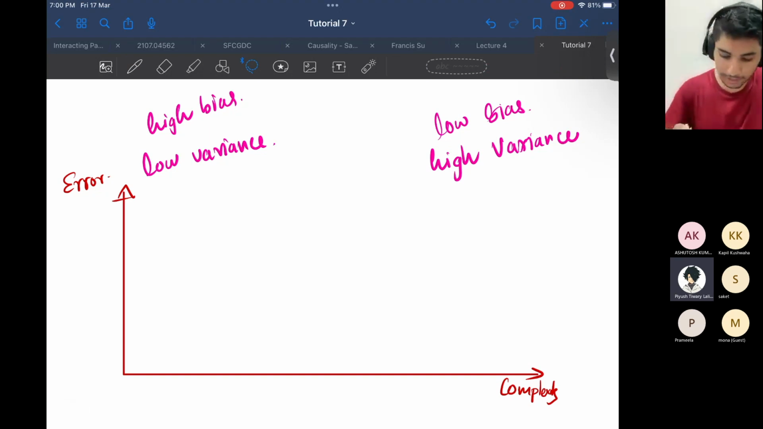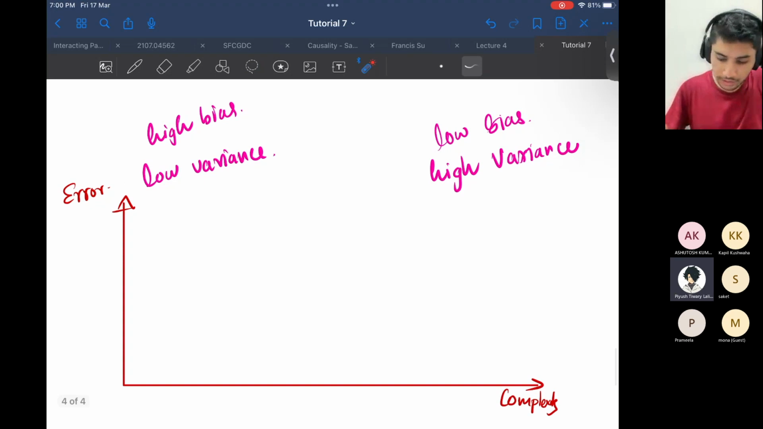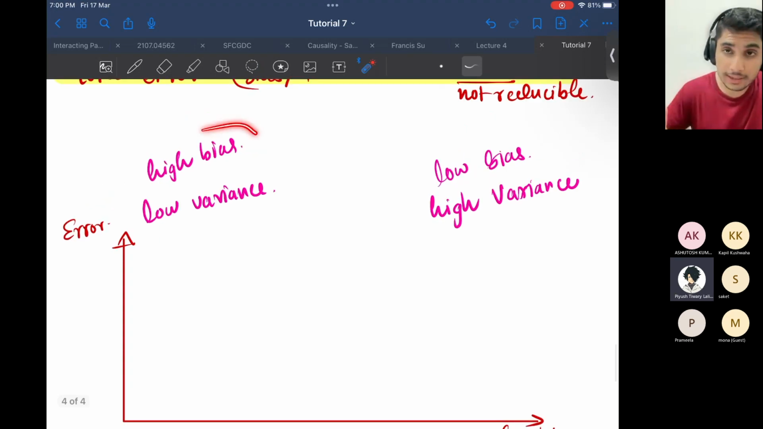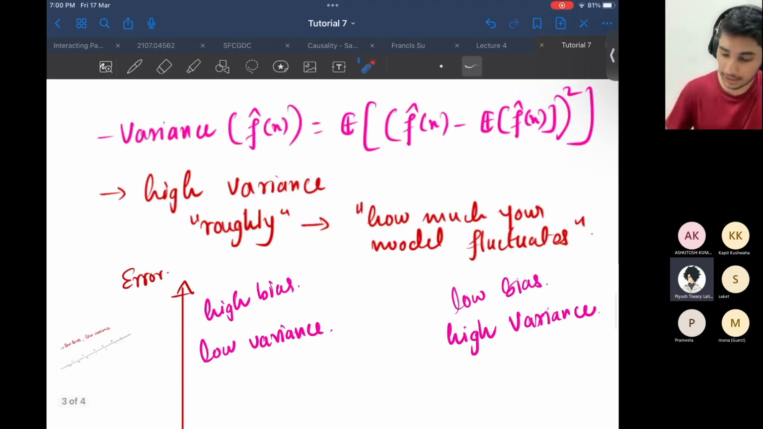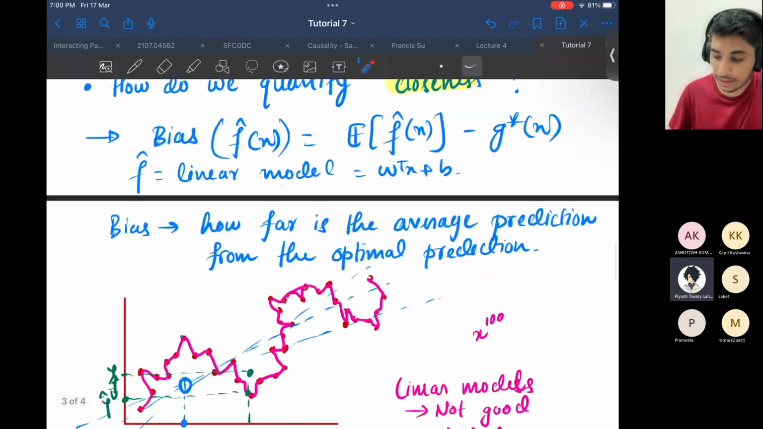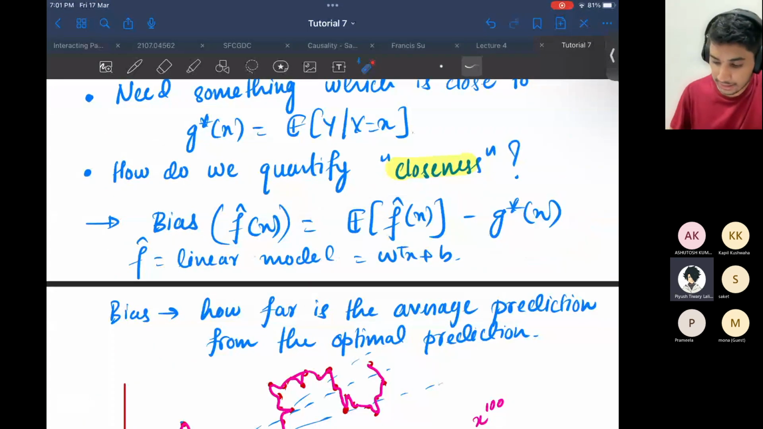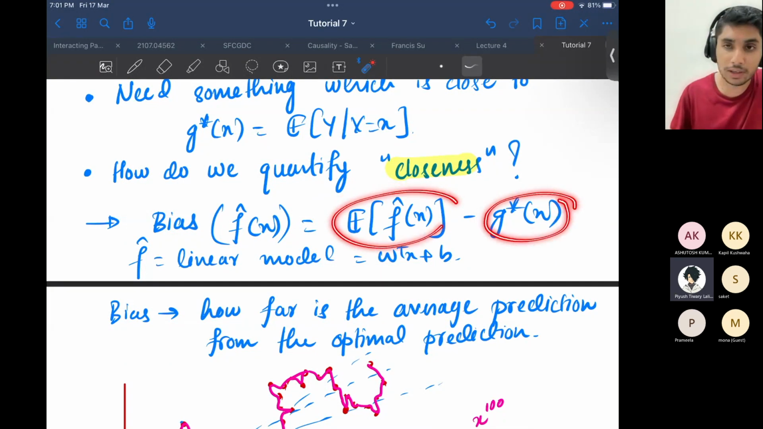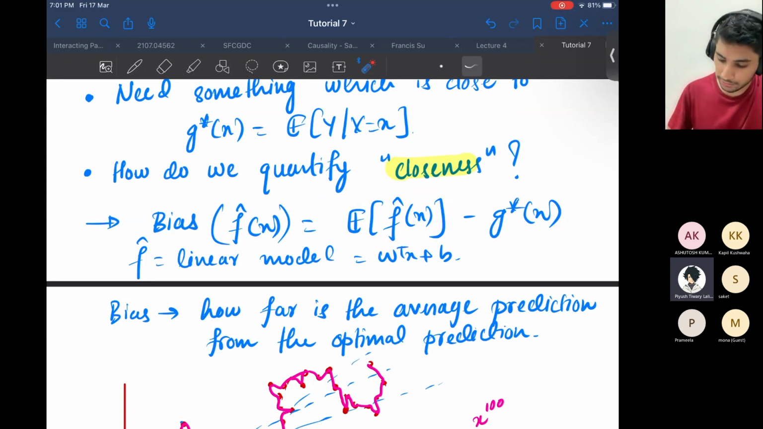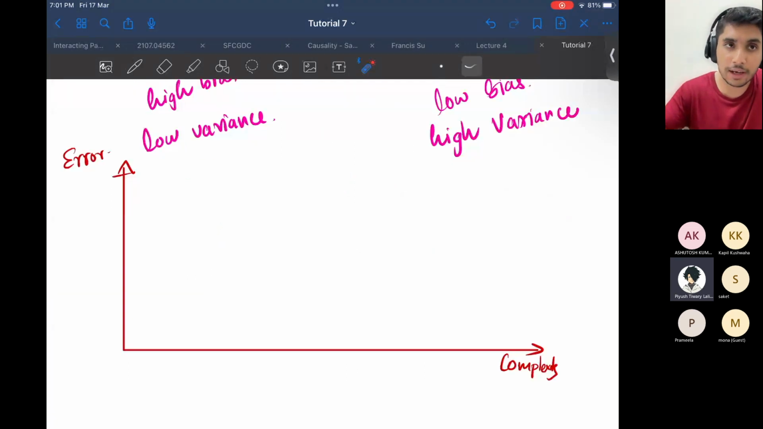Maybe I will put my thoughts here. We saw that a high bias model for a data set always gives you high error. Will you agree with me on that? Why? Because if a model has high bias, that means this thing is high. What does this mean? It means your model is very far from the optimal model. So if a model has high bias, it will also have a high error. I hope you will agree with me on that.